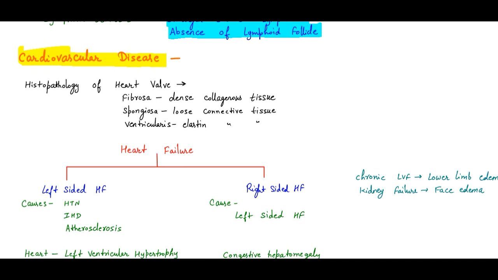If there is a deposition of dense collagenous tissue, we call it fibrosa. If there is loose connective tissue, we call it spongiosa. If there is elastin connective tissue deposition, we call it ventricularis. So in the histopathology we will see fibrosa, spongiosa and ventricularis.